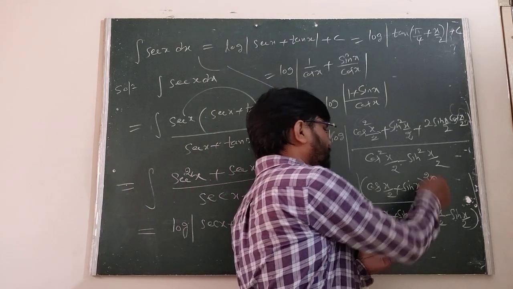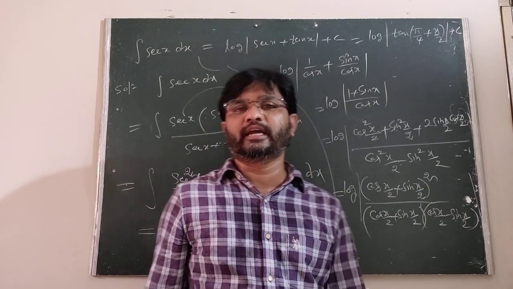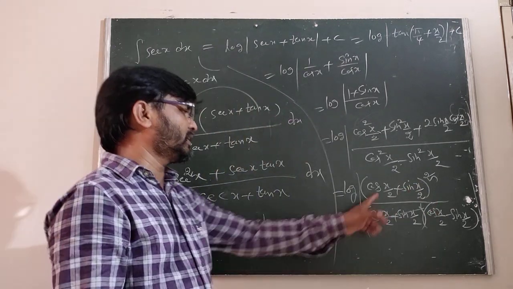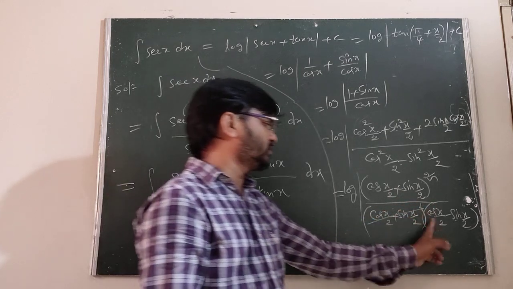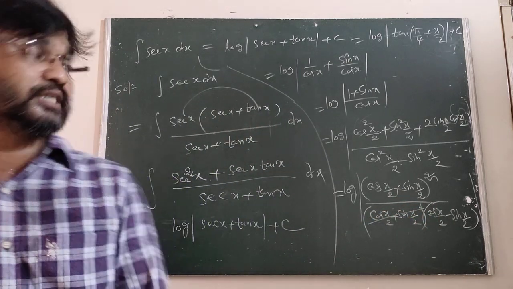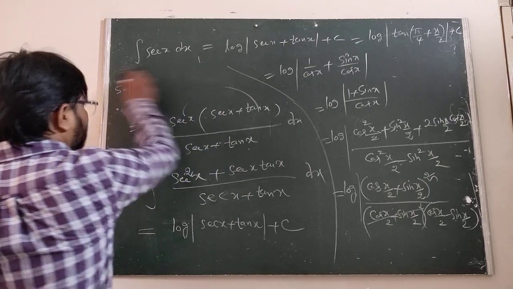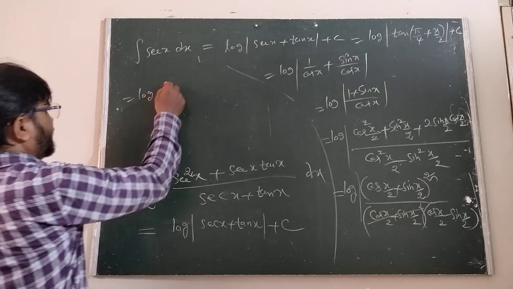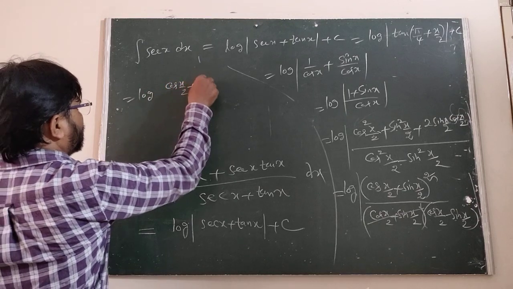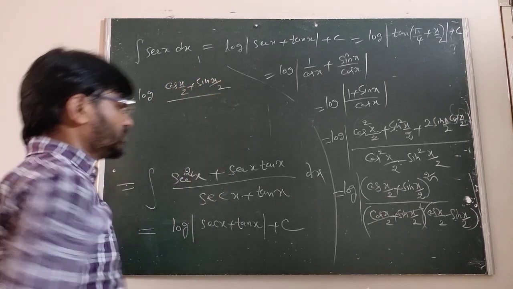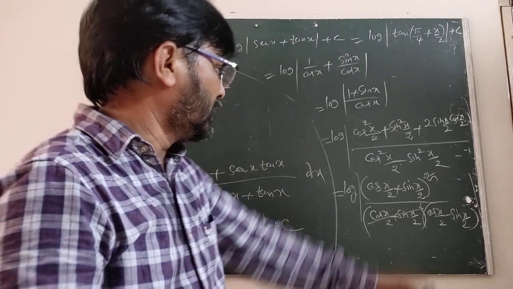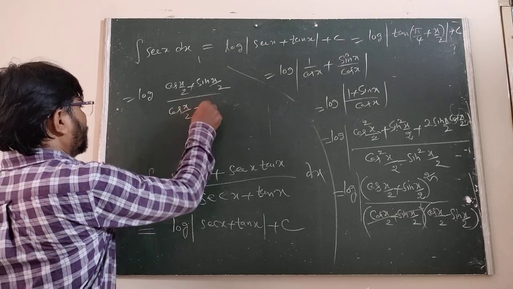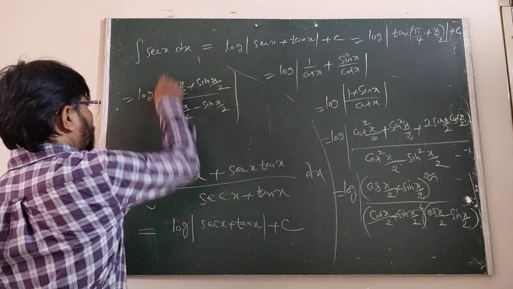Therefore, this is 1 time, this is 2 times. We know that a square is a into a. One time cancels. Therefore, what is remaining here? Cos x by 2 plus sin x by 2 upon cos x by 2 minus sin x by 2. This is what we know from first year. Log modulus of the remaining: cos of x by 2 plus sin x by 2 upon cos of x by 2 minus sin of x by 2, plus c.